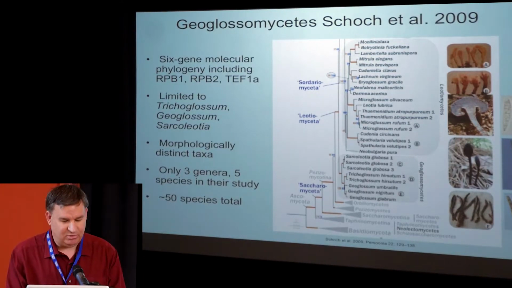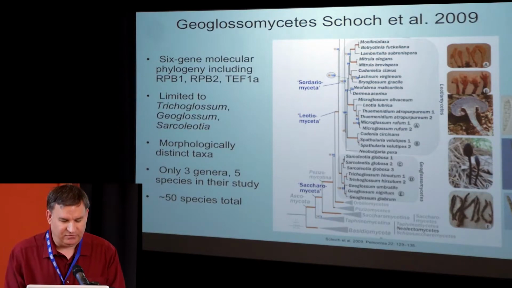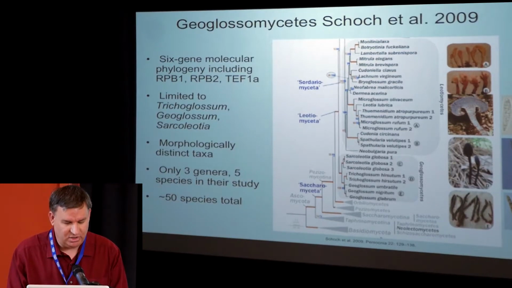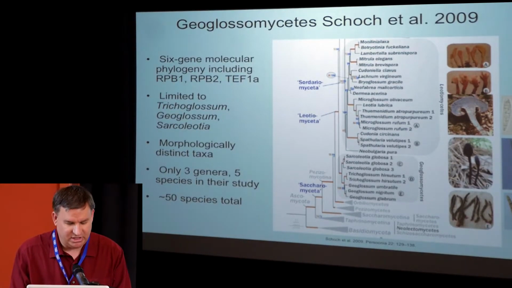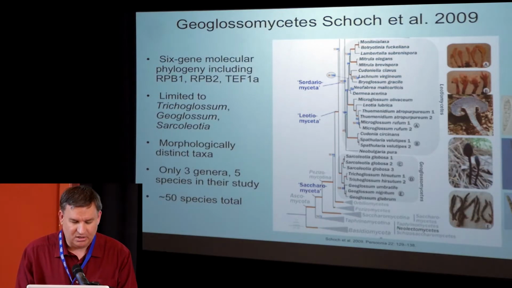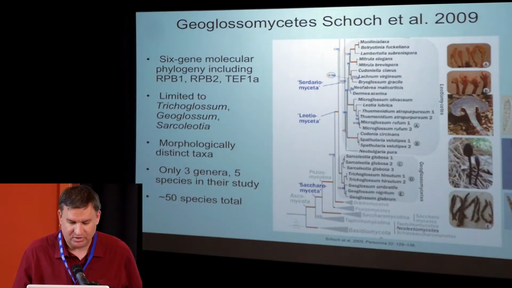And then Schoch came along in 2009 with a 6-gene molecular phylogeny that included some protein coding genes, RPB1, RPB2, and translation elongation factor, and he created the class Geoglossomycetes and limited it to Trichoglossum, Geoglossum, and Sarcoleotia. These are morphologically distinct taxa. He only included 3 genera and 5 species in the study at the time, although there's at least 50 species total that occur within this group.